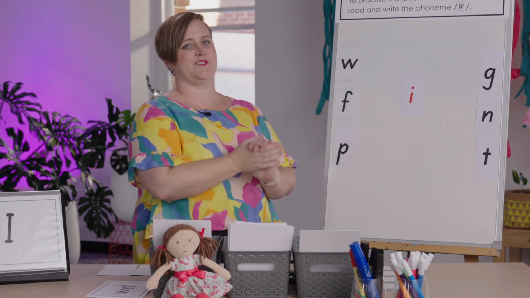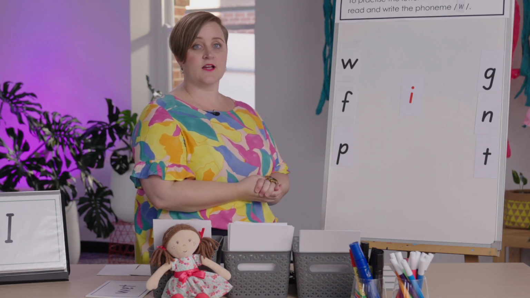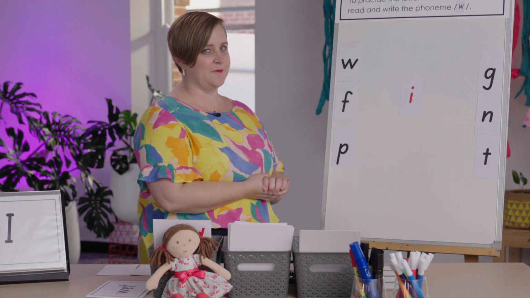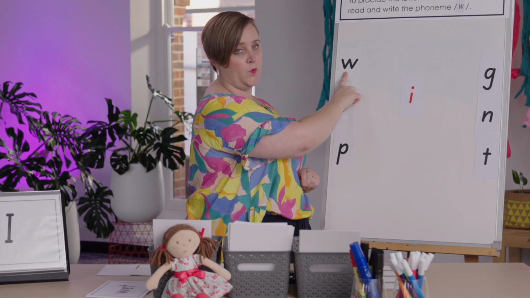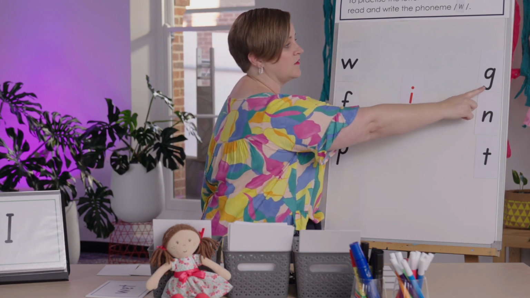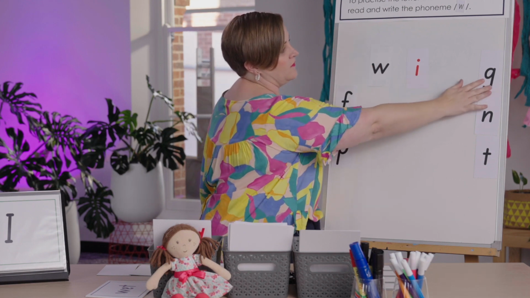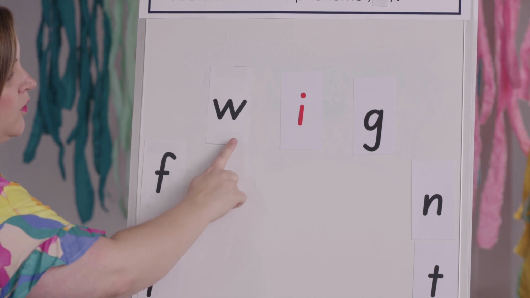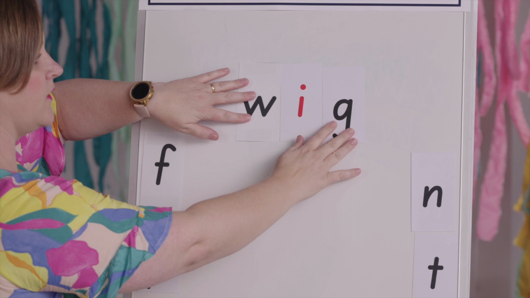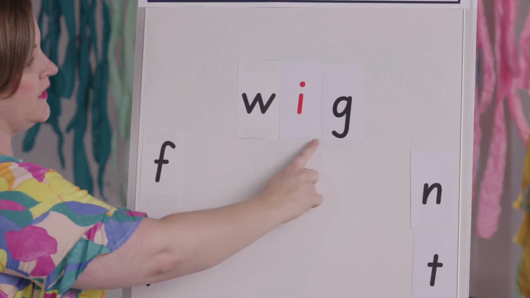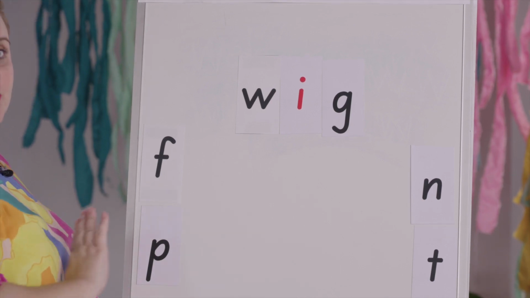I've set them up a little bit differently this time. I wonder what we're going to do. I'm going to point to some letter tiles and these are going to make some words. Are you ready? I want you to say the sound as I point to them. W, I, G. Let me bring them a little bit closer. Can you read it? Off you go. W, I, G. Little bit closer. Read it a little bit faster. Wig. Wig. What word? Wig. Great job.